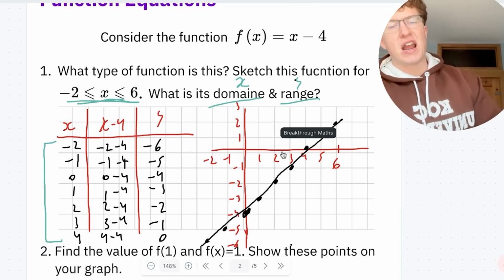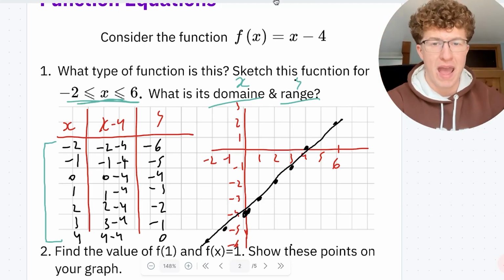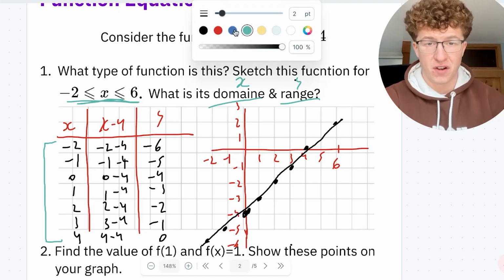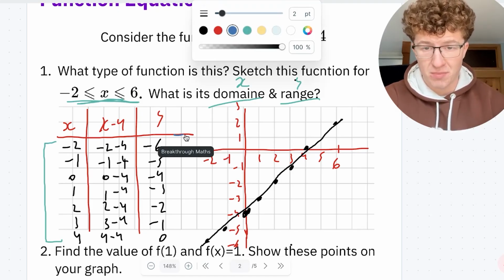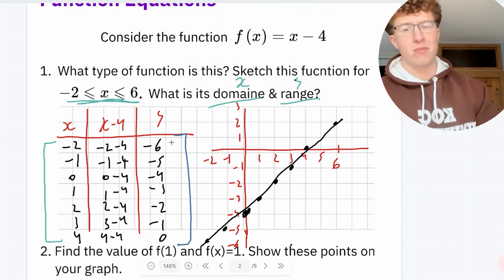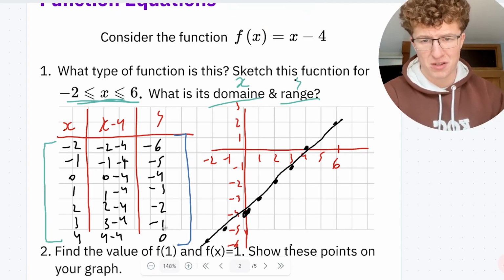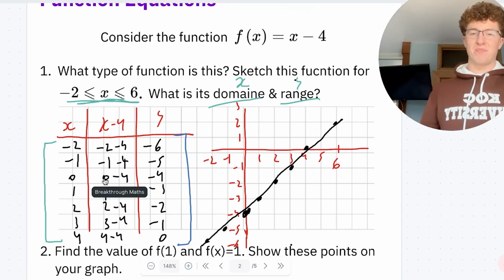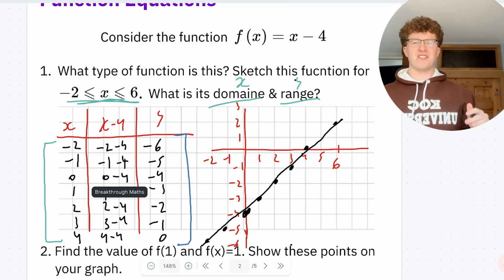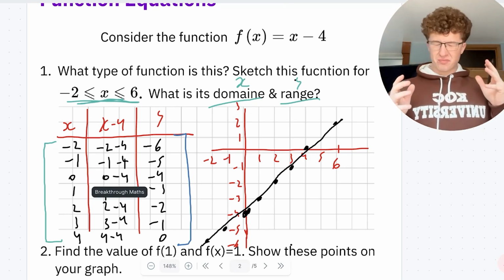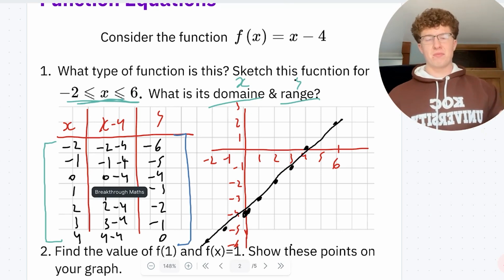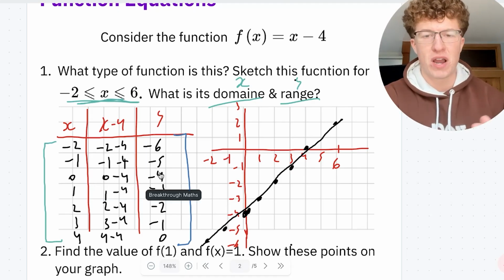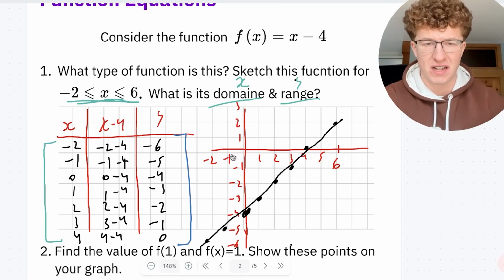What is our range? Are the y values we get back from when we fill into the function. So our range here is going to be -6 to 0. So -6, -5, -4, -3, -2, -1, 0, and then 1 and 2 as well. Remember, I didn't fill in 5 and 6 into this table. But that's all domain and range is. Key there is domain is just the x values. And the range is just the y values you get when you fill the x values into the function.